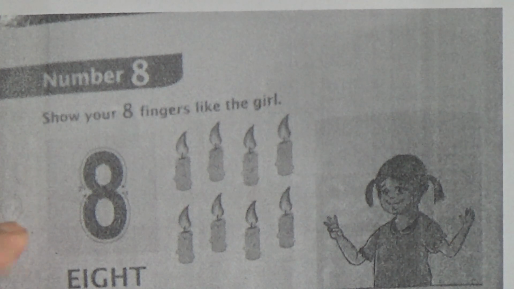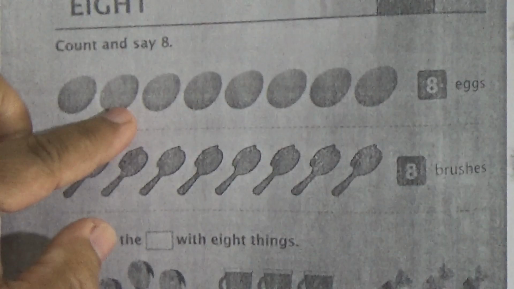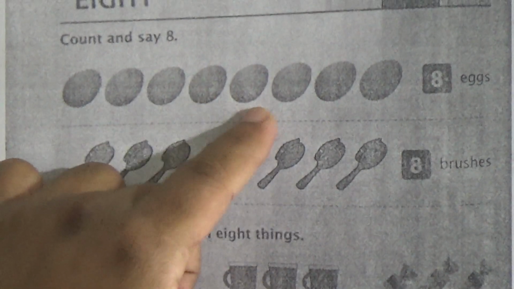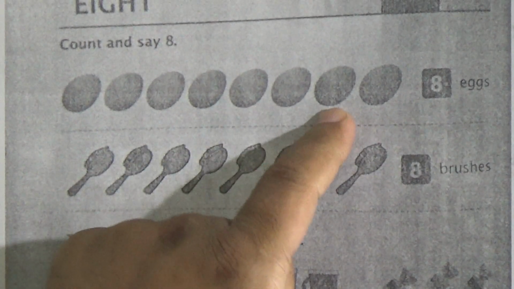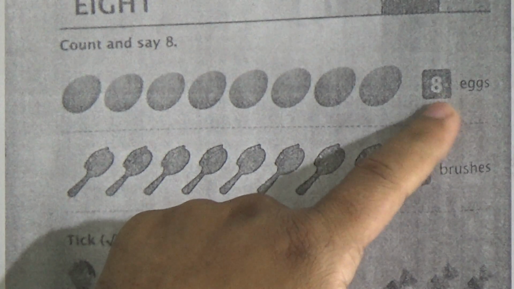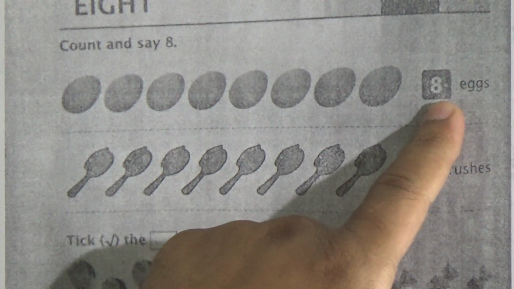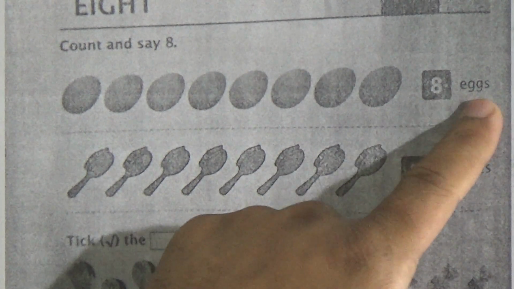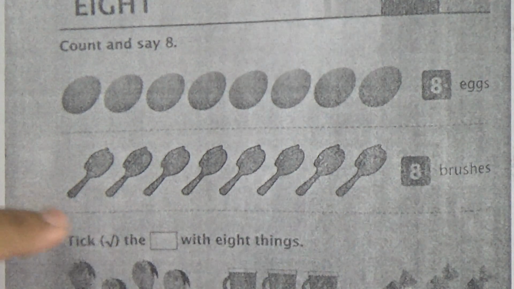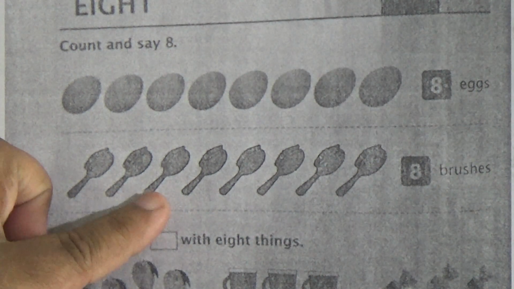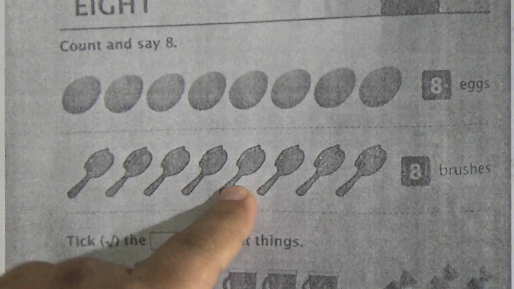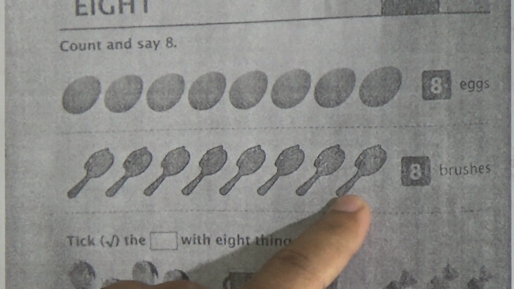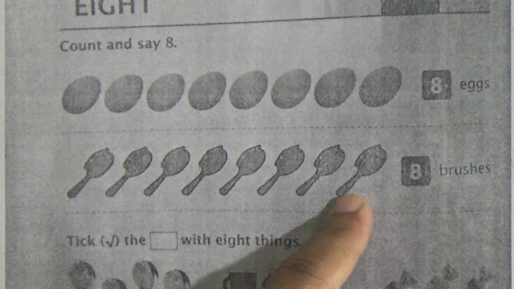Now, my dear students, how many eggs are there? Look, there must be 8 eggs. Now count it. It's 1, 2, 3, 4, 5, 6, 7, 8. So write down 8 eggs. Write it down in your book. And how many brushes are there? Counted. It's 1, 2, 3, 4, 5, 6, 7, 8. That means there are also 8 brushes.